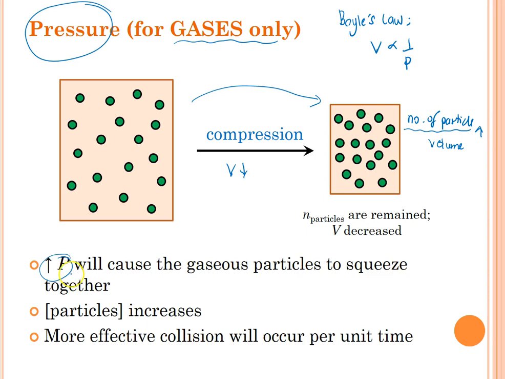The pressure of the system will increase as the particles are brought closer together. This results in greater number of collision. Hence, more effective collision will occur per unit time, and eventually the rate of reaction would increase.